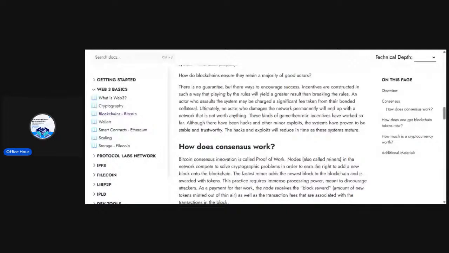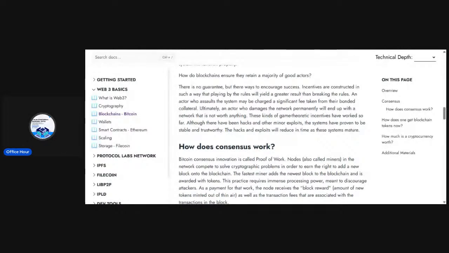So how does consensus work? Bitcoin's consensus innovation is called proof of work. Nodes are also called miners. The network competes to solve cryptographic problems in order to earn the right to add a new block onto the blockchain. The fastest miner adds the newest block to the blockchain and is awarded with tokens. This practice requires immense processing power, meant to discourage attackers.